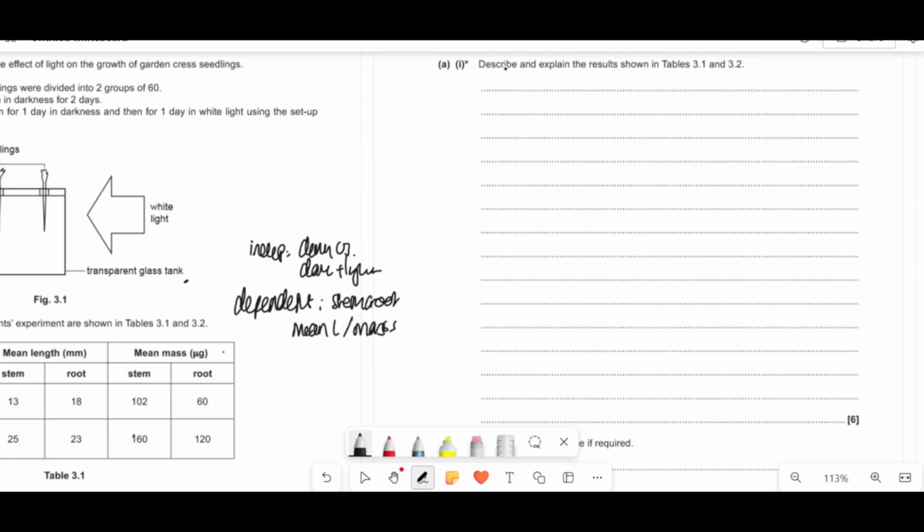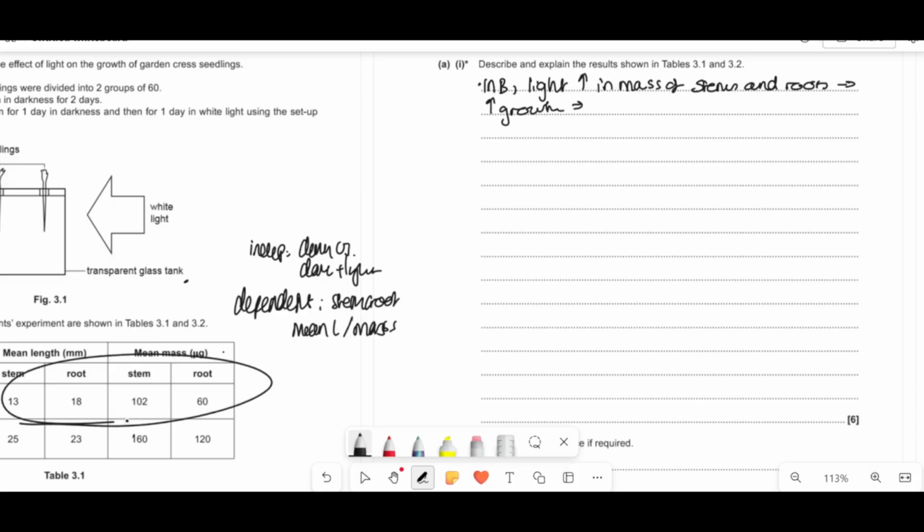So here then, describe and explain says, say what you see and then explain why, or come up with a reason why, right? So in B, light led to an increase in the mass of stems and roots. Therefore, it must be that there's more growth, right? So now I've done my describe part. I like to do it bit by bit, right? So I'm explaining the first finding, and that's the key first finding. Now I'm going to explain what might be going on. So a reason that this could happen is that light might trigger, because these are seedlings, remember?